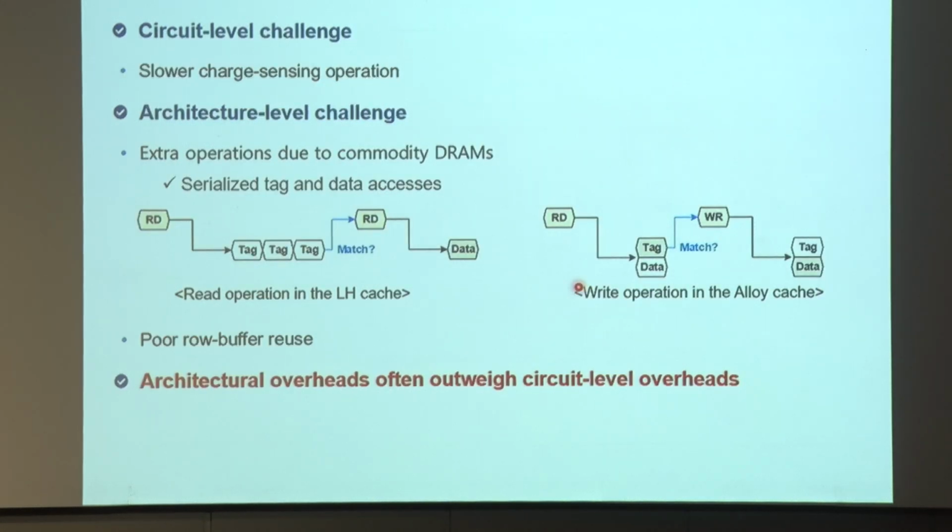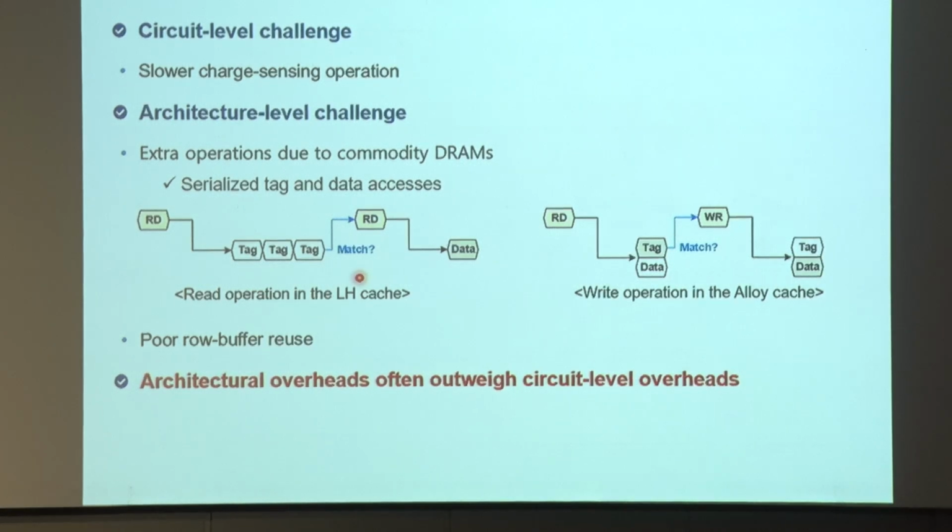However, there are challenges to overcome when using DRAM as a cache at both circuit and architecture levels. In a set associative cache setup, serialized accesses are needed before a data request to read the tag, leading to significant latency increase and reduced cache throughput.